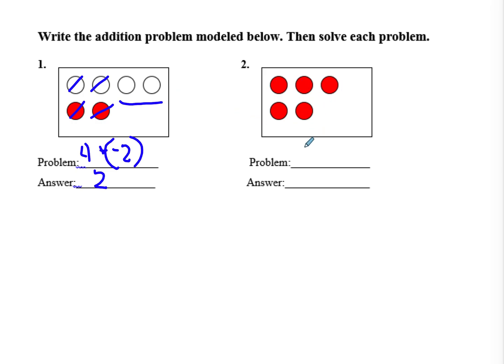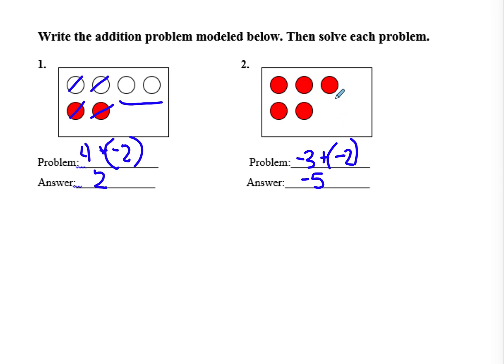I have more positives, my answer is going to be positive. All right, let's look at this one. So for this one, my problem, I'm starting with a -3 in that top row. I'm adding a -2 in the bottom row. I don't have any zeros to cancel out. So I just count up what I have, and that's going to be -5.